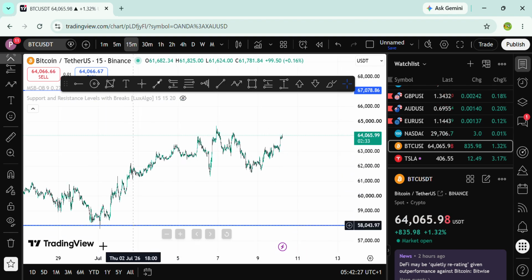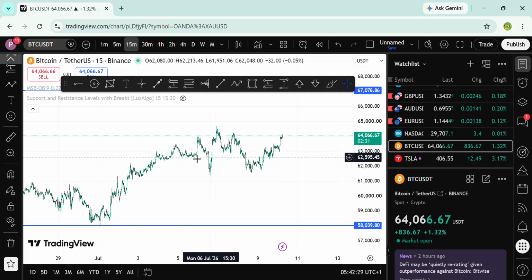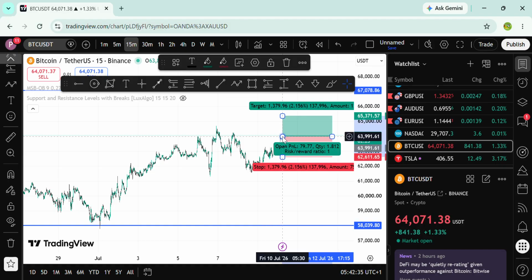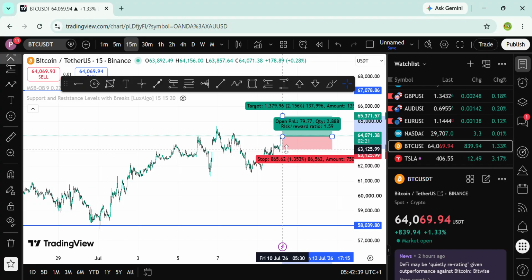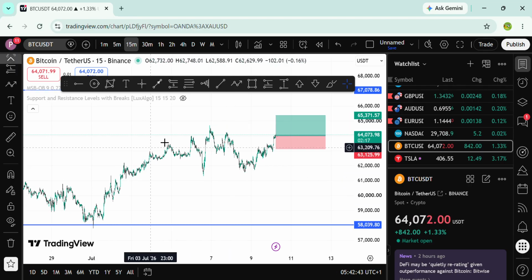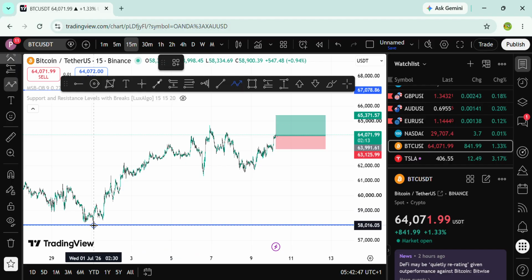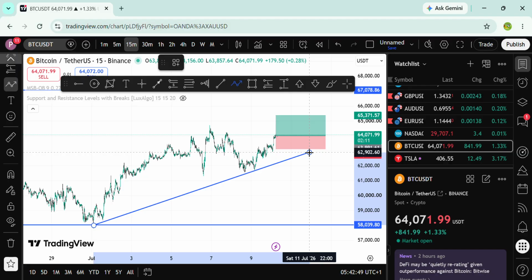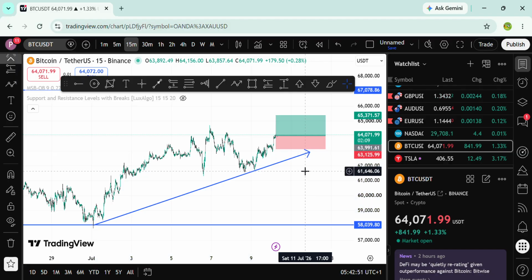So this is the 15 minutes time frame. The market is bullish on this time frame. If you place your trade on the 15 minutes time frame, it may likely take you 3 to 4 days before it plays out. On the 15, I'm looking for a buying position because it is giving me a bullish signal. You can see the 15 minutes time frame is giving me a bullish signal.